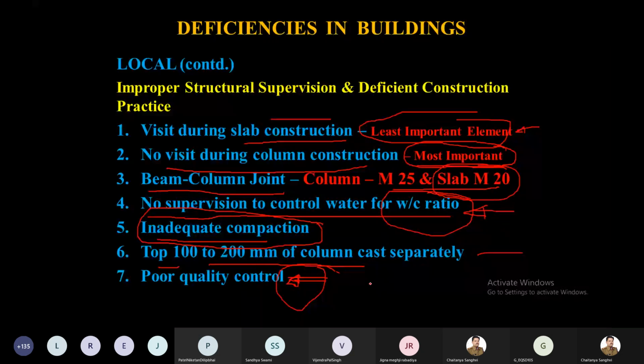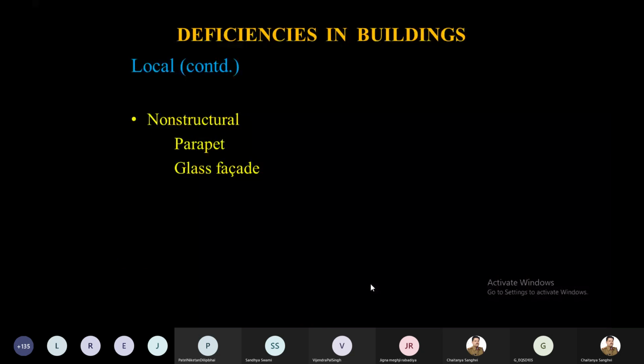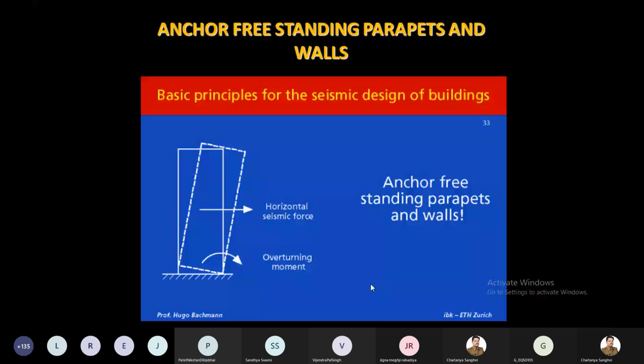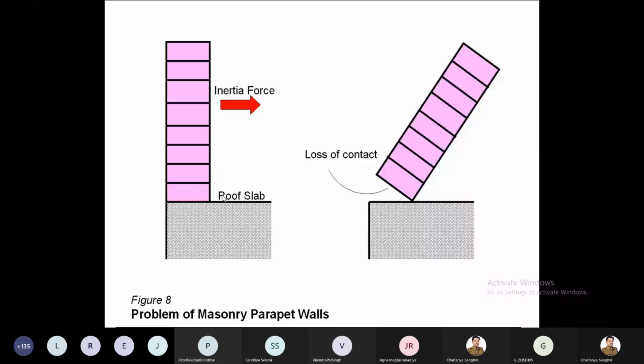Then we are talking about the non-structural part. We have a parapet or glass facade. For example, how do we construct the parapet? We construct the slab and then we construct a masonry wall on it, right? And what is going to happen? This is good as far as the vertical load is concerned, but when the shaking starts in the horizontal direction, because there is no connection between the slab and this masonry, it may lose contact and it may topple.